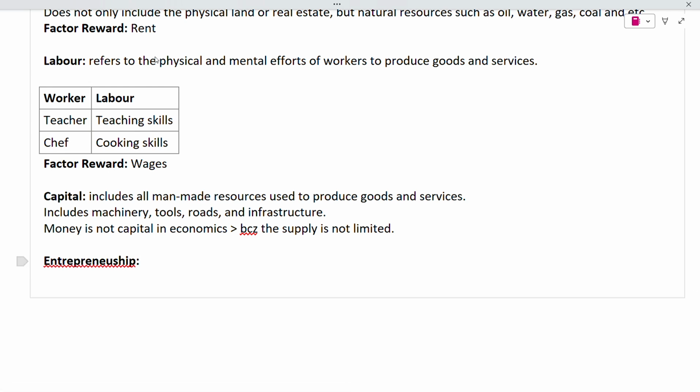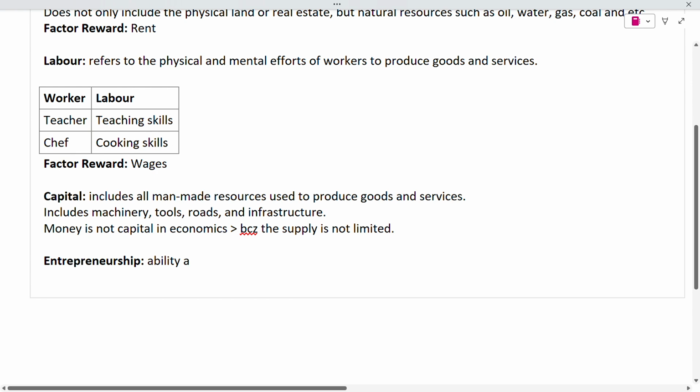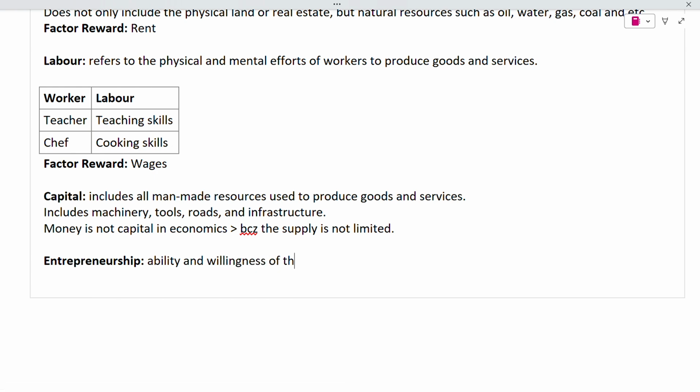Moving on, when we talk about entrepreneurship, which is the fourth factor of production, you should know that this factor of production is basically the ability and willingness of the entrepreneur to develop, organize, and manage all other factors of production.